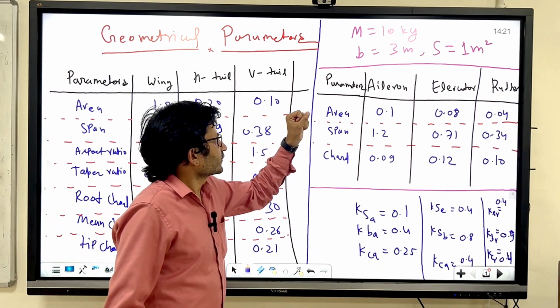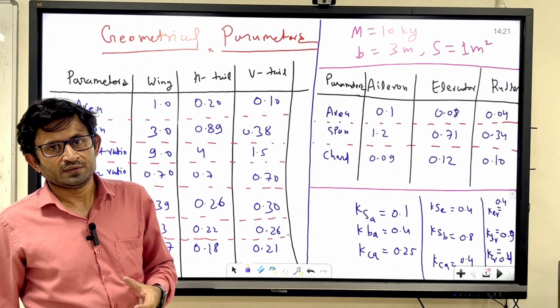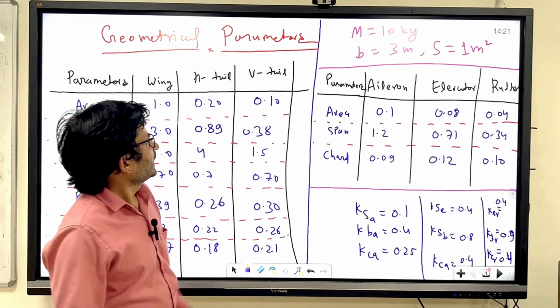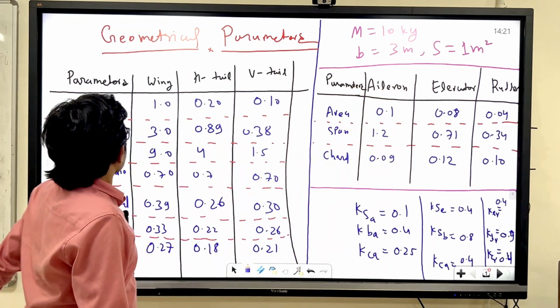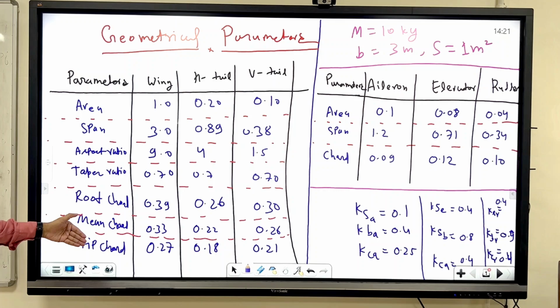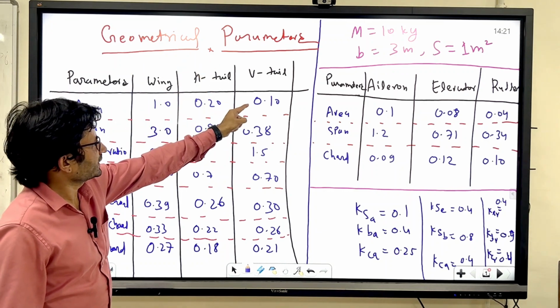This is the unmanned aircraft. The purpose is surveillance with at least 3-hour endurance, because the purpose should be defined before the design. The weight is 10 kg, wing span is 3 meter and wing area is 1 square meter. So these are the parameters I have listed: area, span, aspect ratio, taper ratio, root chord, mean chord, tip chord for a wing, for a horizontal tail, for a vertical tail.